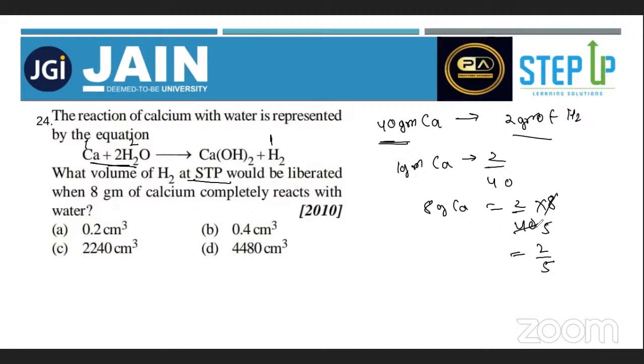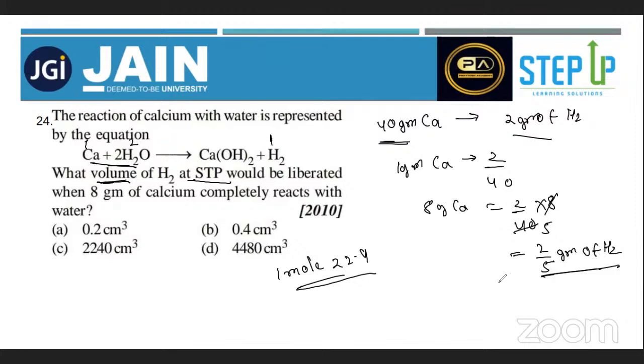Because they're asking for the volume, I have to convert this into terms of volume, since they're giving it in cubic centimeters. 1 mole is equal to 22.4 liters. This 2 by 5 is the mass. So 2 by 5 gram of H2 is formed, but they're asking what volume, so I'll first convert this into moles.